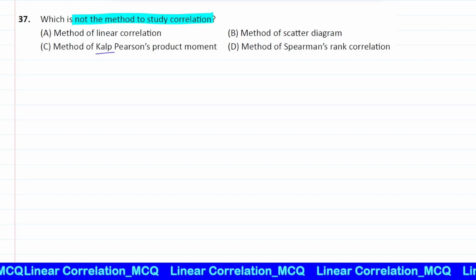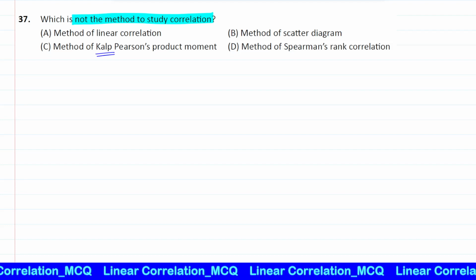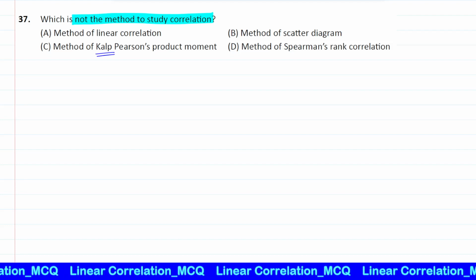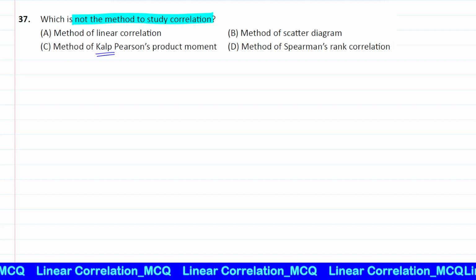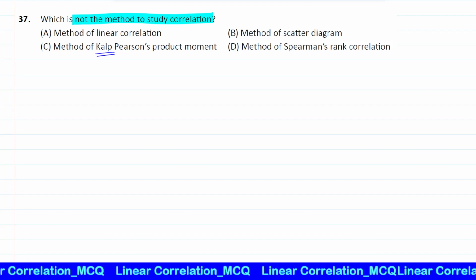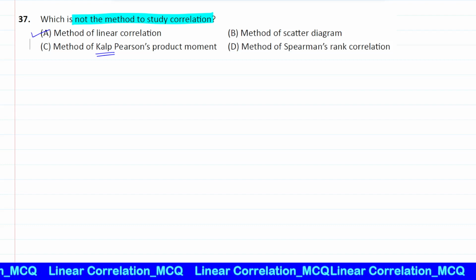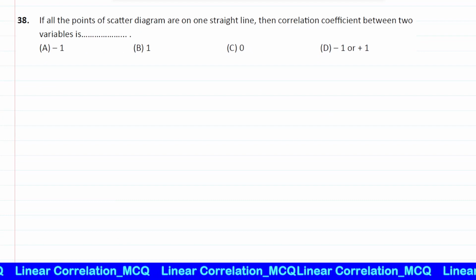Karl Pearson's method, here is a spelling mistake. Method of Karl Pearson's product moment, and method of Spearman's rank correlation. So B, C, and D are methods of studying correlation, but there is no method of linear correlation. So option A is correct. Option A is not a method of studying correlation.